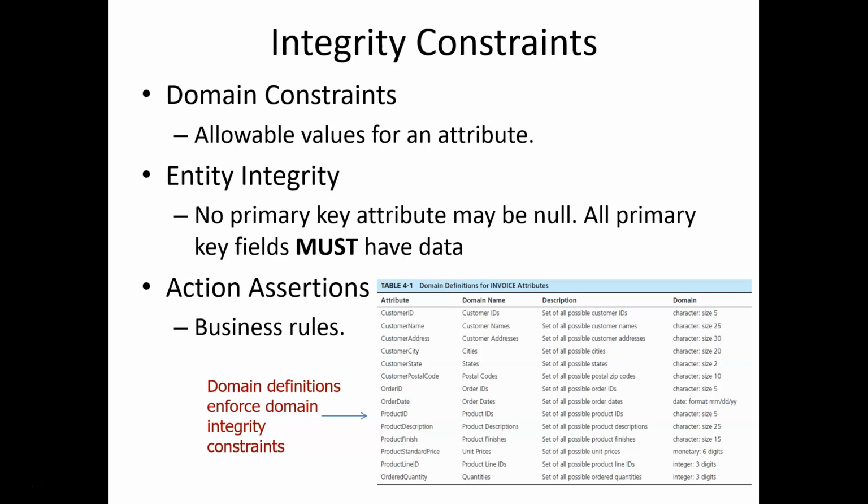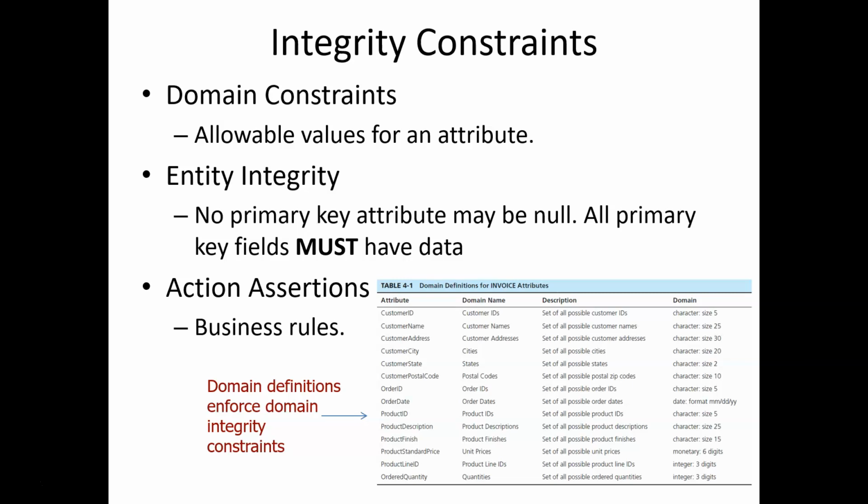Entity integrity refers to the rule that no primary key attribute may be null, so you must have a value for the primary key attribute. And then there are also action assertions that we talked about in the previous chapter, which are the business rules that can be used to put certain integrity constraints on data.